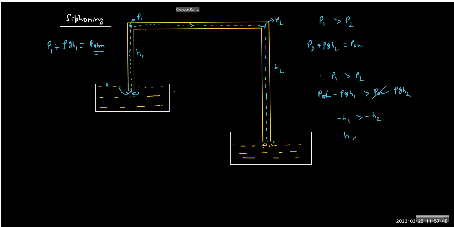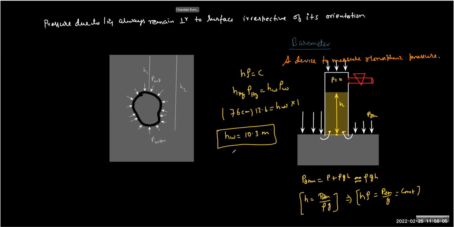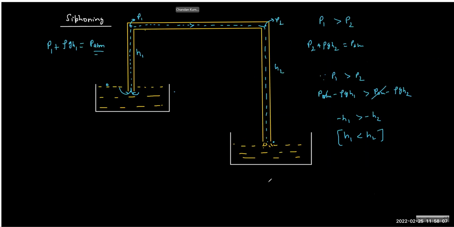So H1 is less than H2. So that is a mathematical condition for the siphoning action to take place. And we have to make sure that for the given liquid, it is less than the value calculated by comparing the relation. So here we have done this calculation for water. If we have some other liquid, then we have to recalculate the value. So H1 cannot exceed it. Okay.